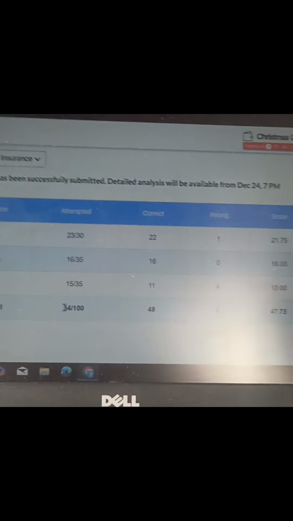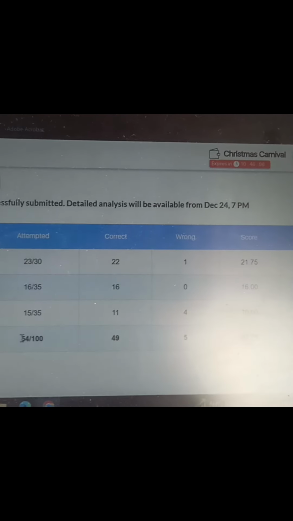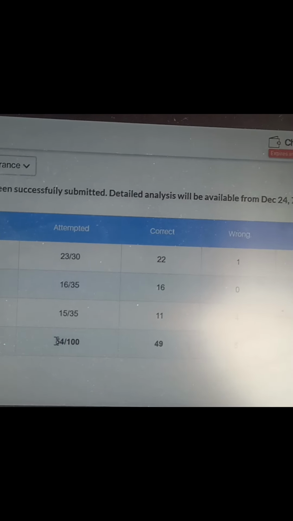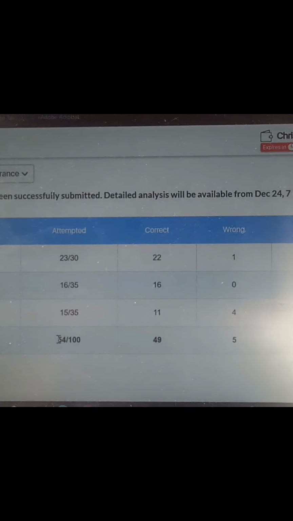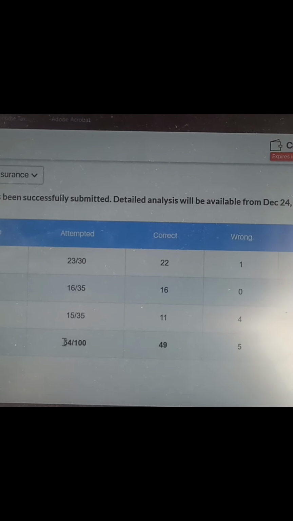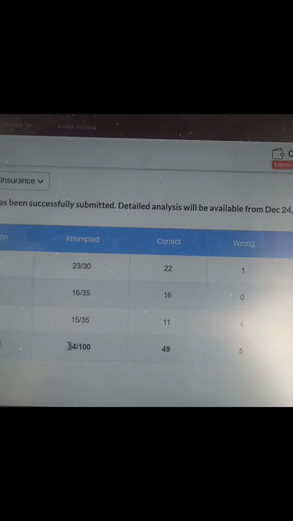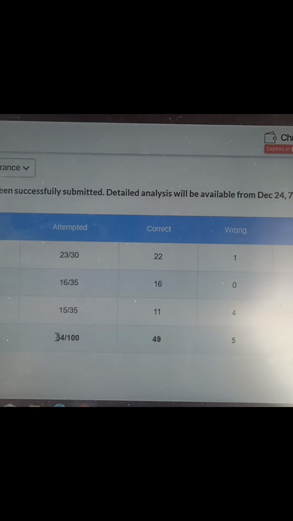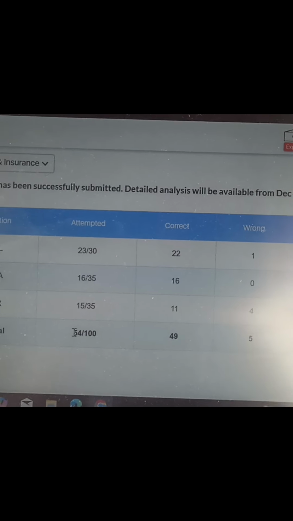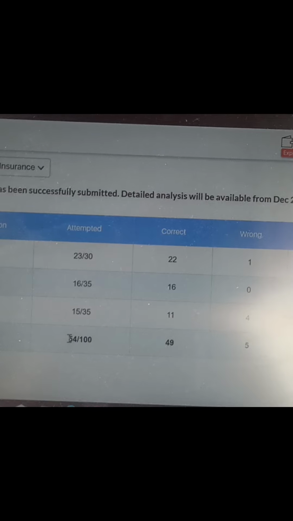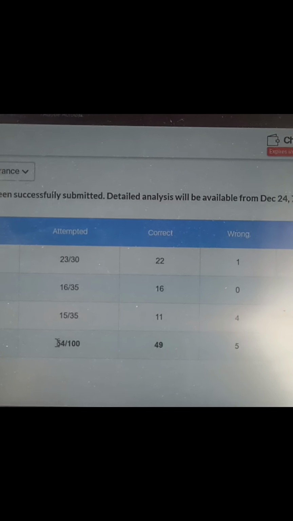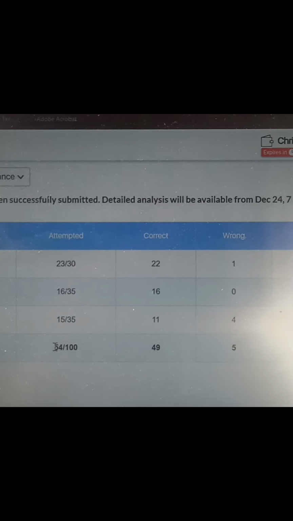And this is the live mock which I attempted today. This is the SBI Clerk prelims. In the English section I attempted 23 questions and 22 answers were right, and in quant I attempted 16 questions, which is very low, I know, and 16 were right. In logical reasoning I was only able to attempt 15 out of 35, and I made 11 correct answers.